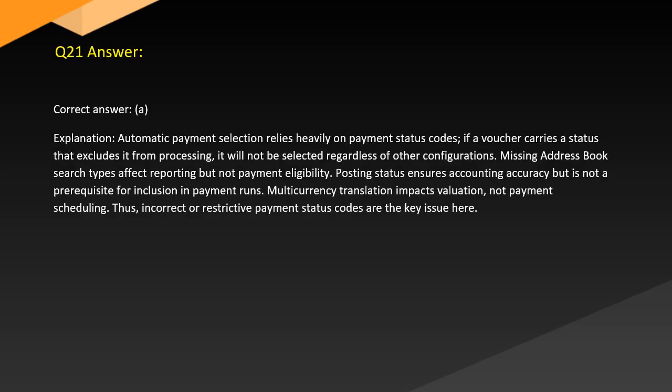Answer. Correct answer: A. Explanation. Automatic payment selection relies heavily on payment status codes. If a voucher carries a status that excludes it from processing, it will not be selected regardless of other configurations. Missing address book search types affect reporting but not payment eligibility. Posting status ensures accounting accuracy but is not a prerequisite for inclusion in payment runs. Multi-currency translation impacts value, not payment scheduling. Thus, incorrect or restrictive payment status codes are the key issue here.